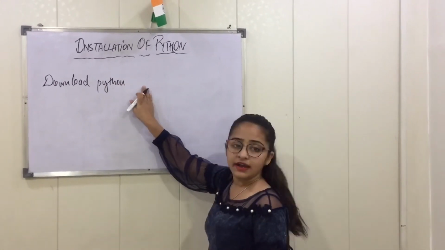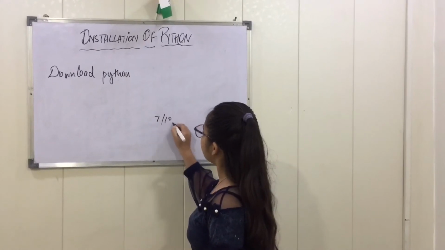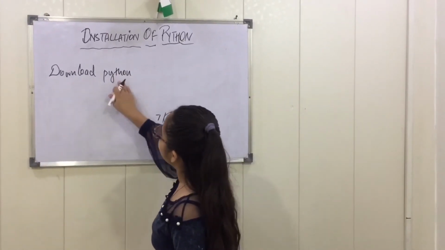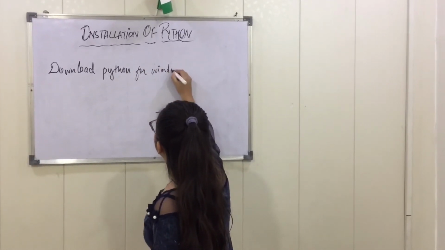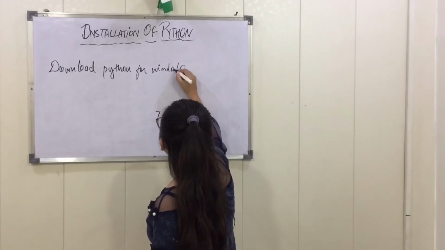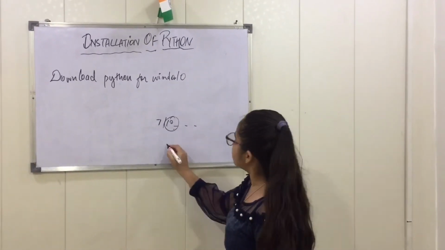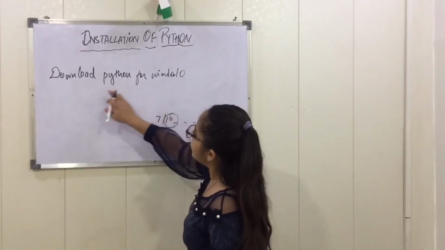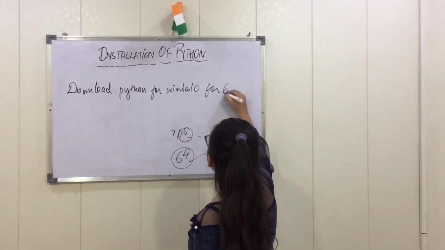First of all, we'll have to write the Windows version. Suppose my Windows is 7, 10 or so on. Suppose my Windows is 10. So I will write download Python for Windows 10, and after that we'll write the configuration of the bits. Suppose my operating system bit is 64 bits. So I'll write here download Python for Windows 10 for 64 bits.